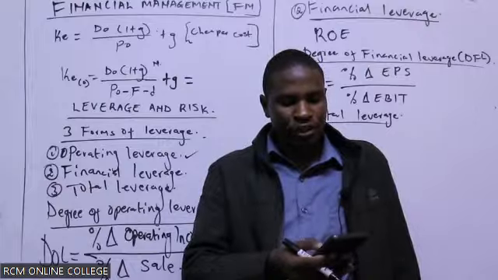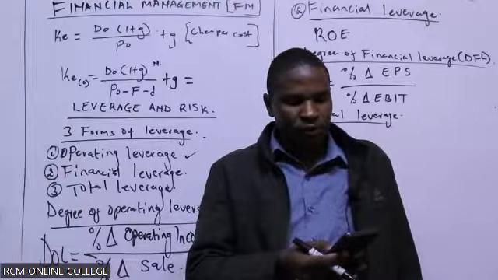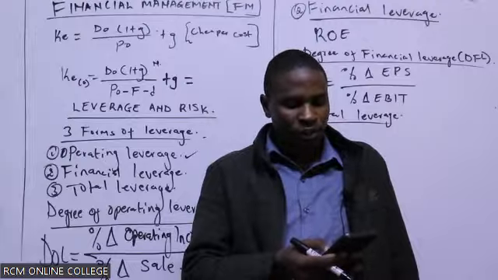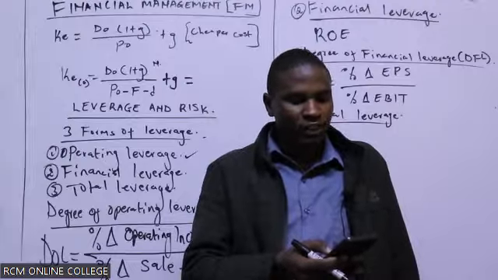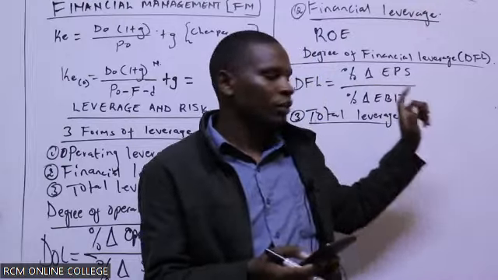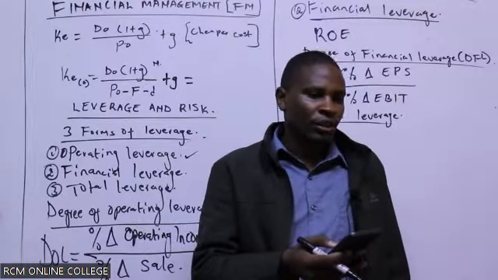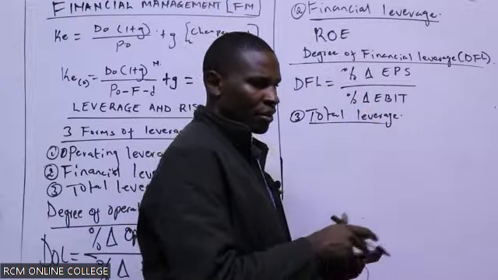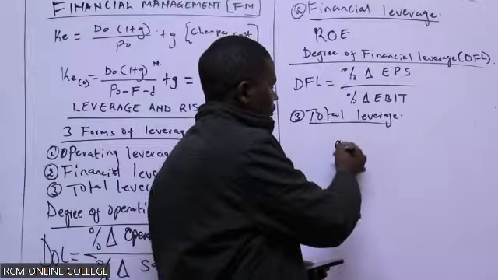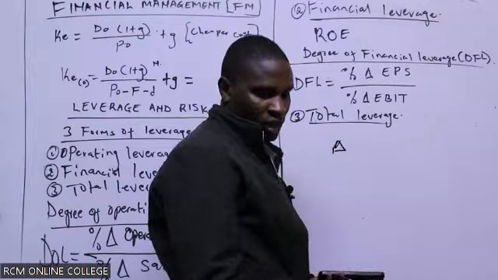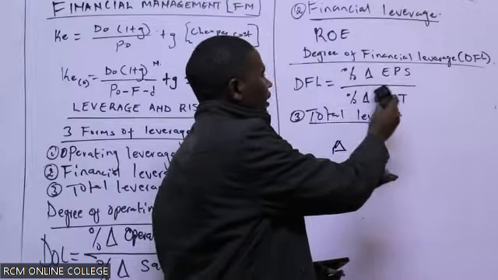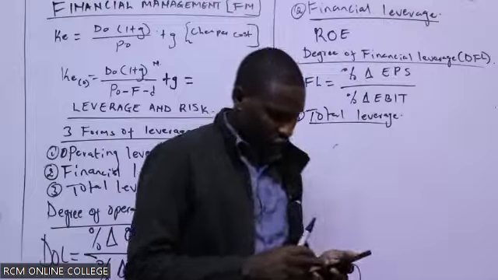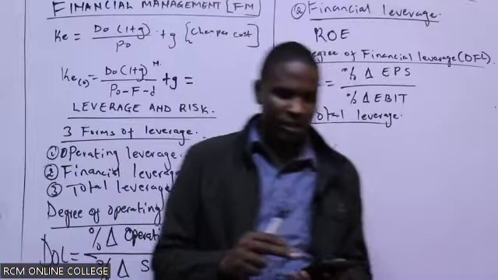You say that it indicates how a company's EPS can change in response to a change in EBIT. Kumbuka hii ni ile symbol ya change. I hope you people remember the symbol of change. Just a triangle. That triangle is a change. Then in earning before interest and tax, a change in EBIT due to the presence of debt.